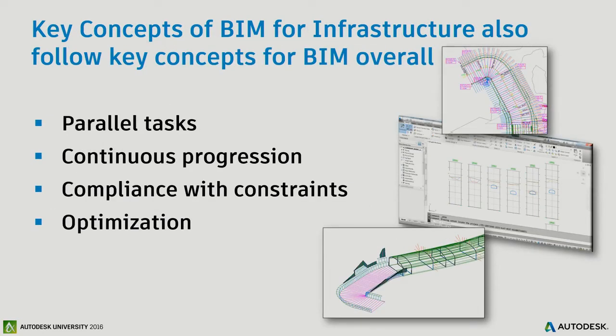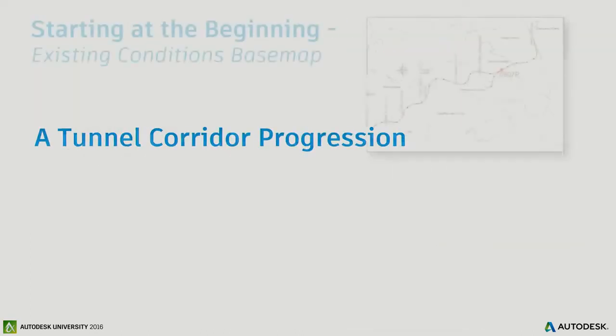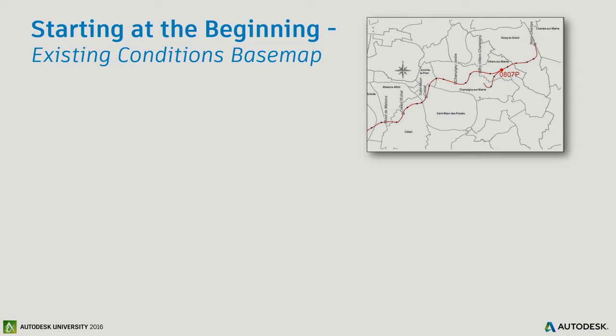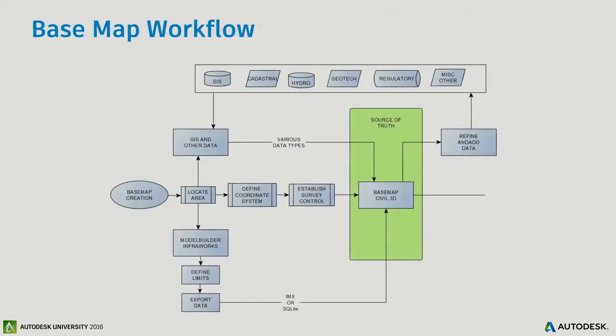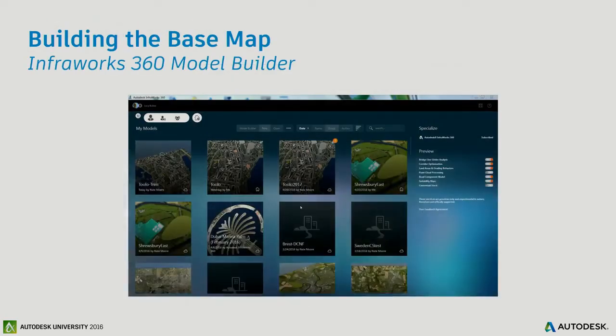Now, just to review, remember, overall BIM: parallel tasks, a continual progression, compliance with constraints, and optimization. So now we're going to get into this tunnel progression. We start at the beginning, creating a base map. I'm not going to go into the detail here, but here's one of these example tearaway flow charts that you can put into your BIM process manual. This is one of the ones that would be more detailed to go into your workflow part of your manual, the instructions. And this is specifically for Civil 3D.